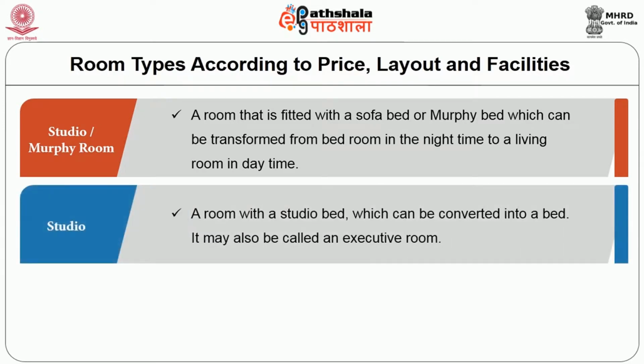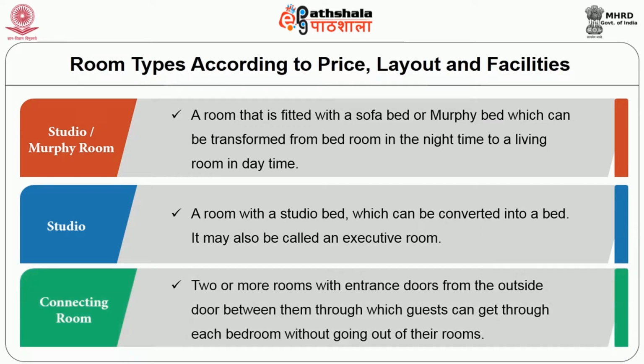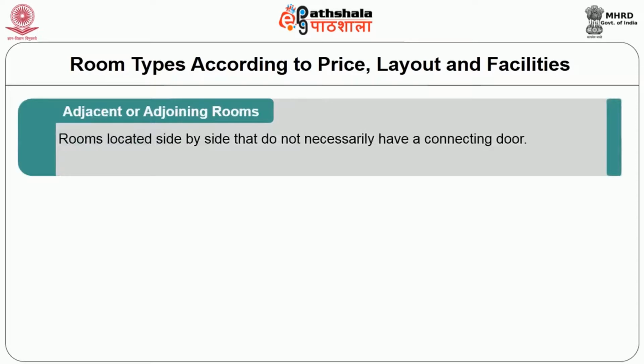Now the studio rooms, where the room has a studio bed which can be converted into a bed, may also be called an executive room, which the guest may use for personal and also for official purposes. Now when we talk about connecting rooms, they consist of two or more rooms with an entrance door from outside and a door between them, through which guests can get to each room without going out of their rooms. Adjacent or adjoining rooms are rooms located side by side that do not necessarily have a connecting door in between.